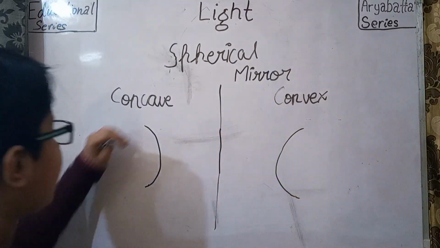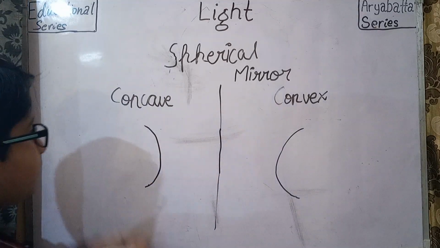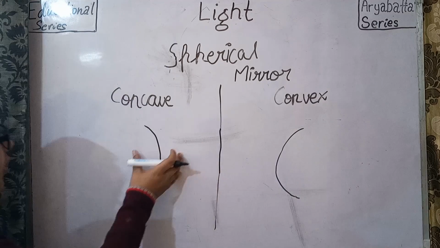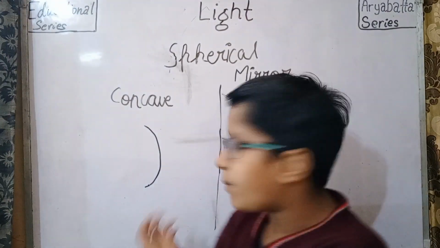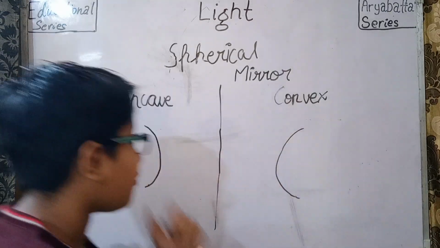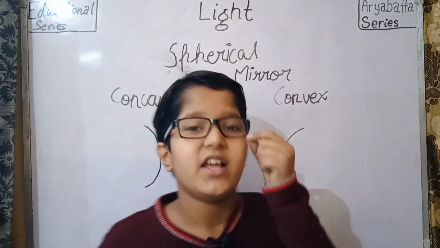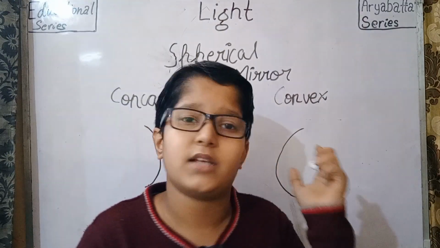Now we understood that this mirror was a part of a sphere of glass. When we take out this piece from a spherical glass, is it a mirror, or is it still normal glass, such as this lens? If I take it out, will it become a mirror? No, it's simply glass.